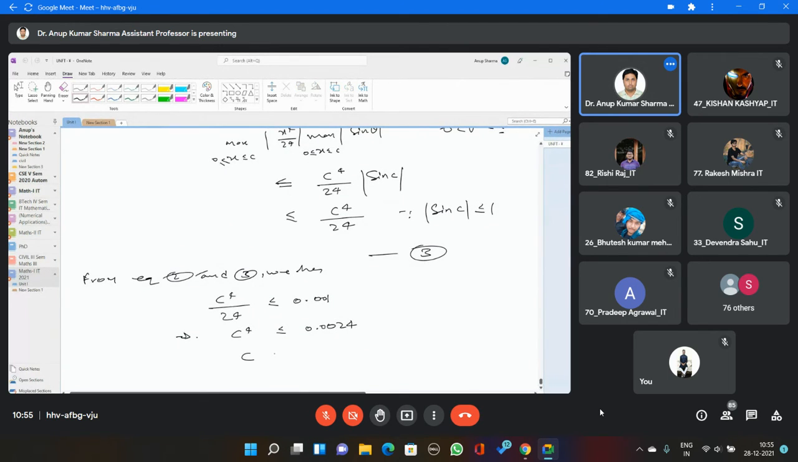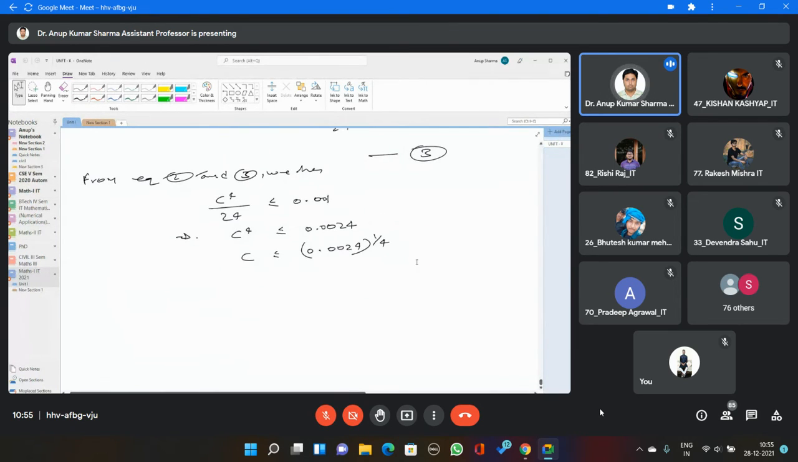Now c is less than or equal to 0.24 to the power 1 upon 4. So by taking the fourth root of this value, c is approximately equal to 0.3936. So this is our answer. Okay, this is our answer.